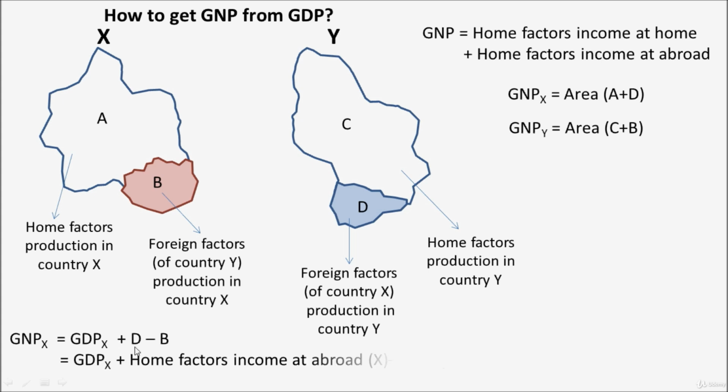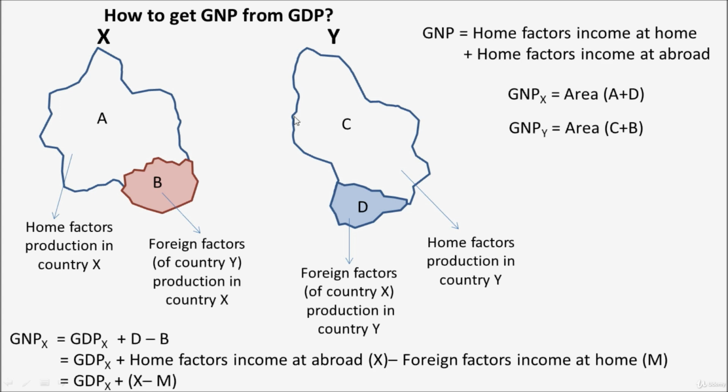Here, area D shows home factors income at abroad, which we call export, X. Just think like manpower export. And area B shows foreign factors income at home, which we call import, denoted by M. Just think like manpower import. Therefore, GNP of country X equals GDP of country X plus export minus import. That is, home factors production at abroad minus foreign factors production at home.